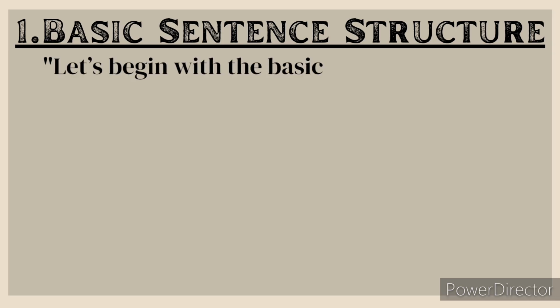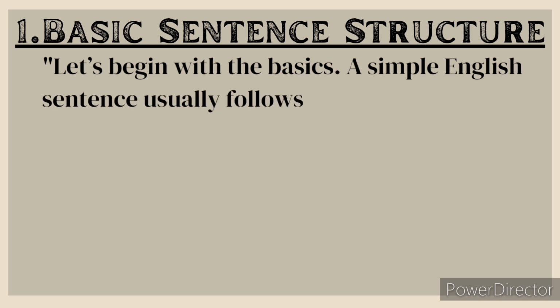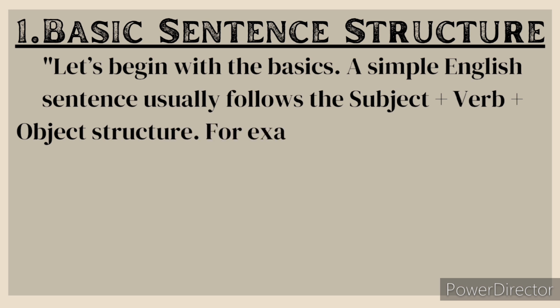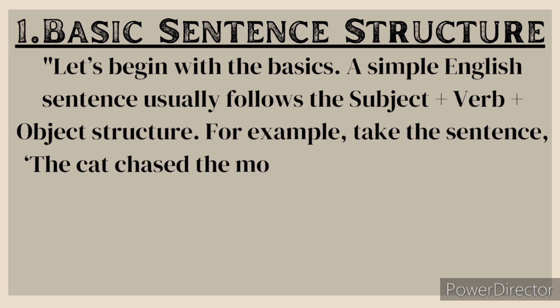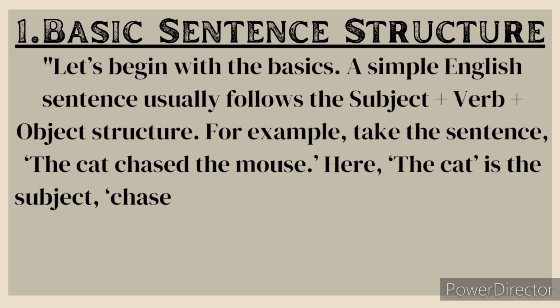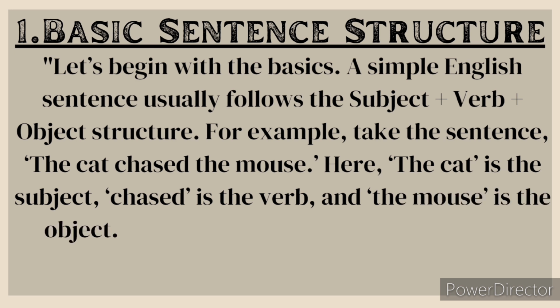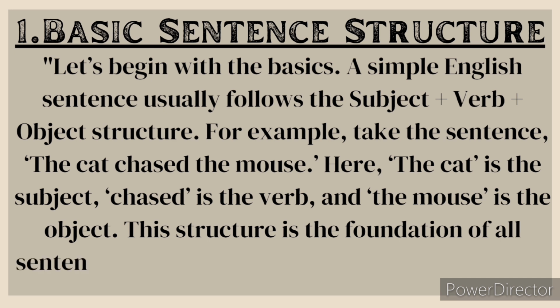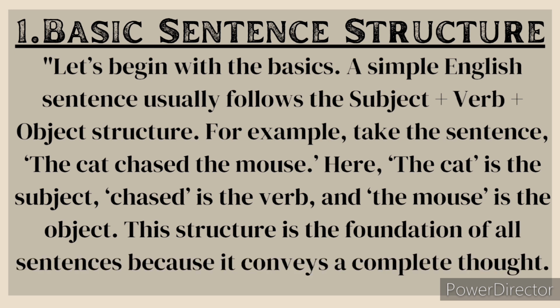Basic sentence structure. Let's begin with the basics. A simple English sentence usually follows the subject plus verb plus object structure. For example, take the sentence: the cat chased the mouse. Here, the cat is the subject, chased is the verb, and the mouse is the object. This structure is the foundation of all sentences because it conveys a complete thought.